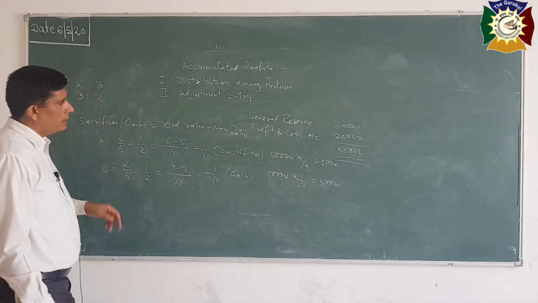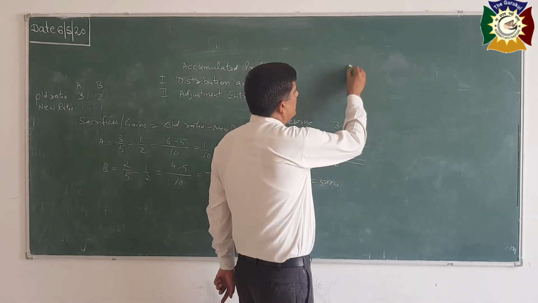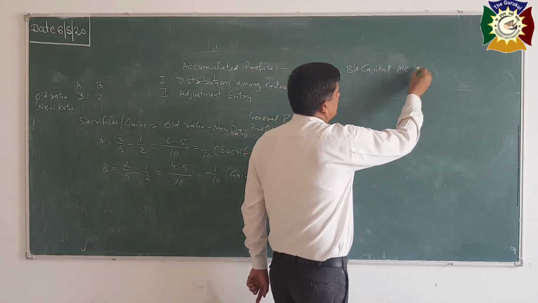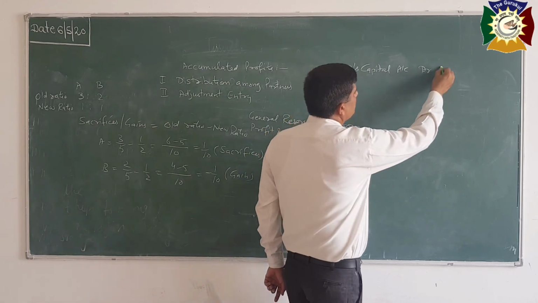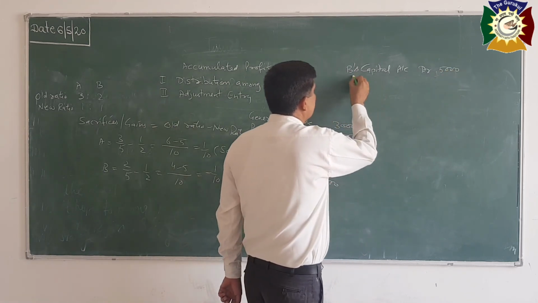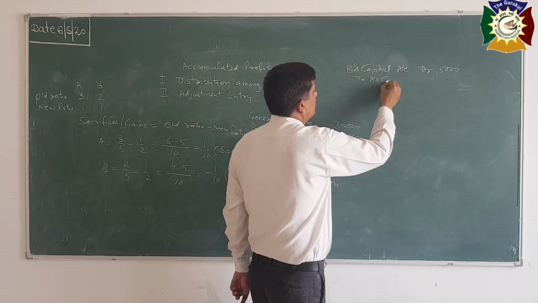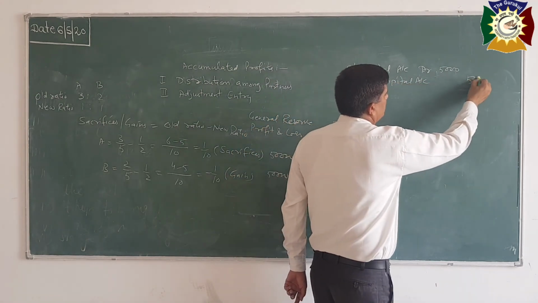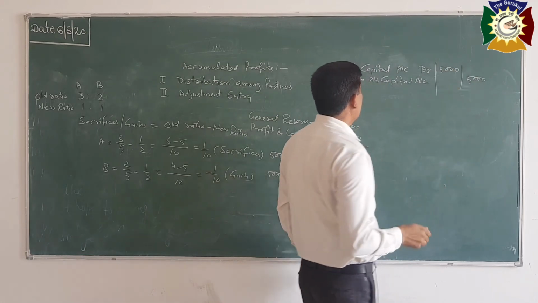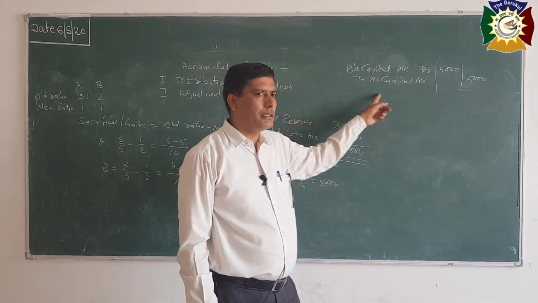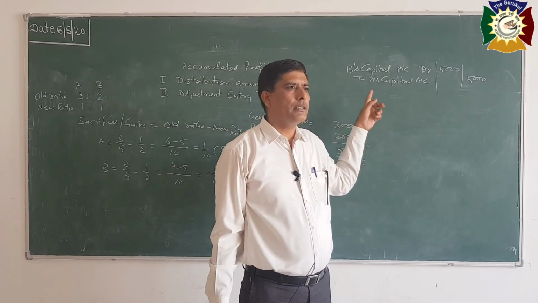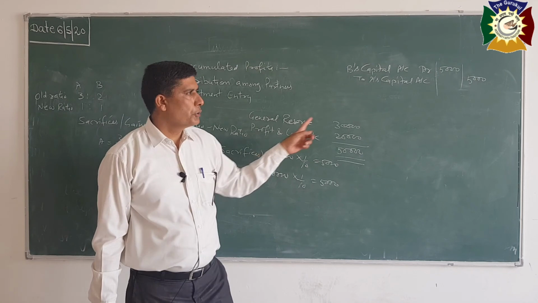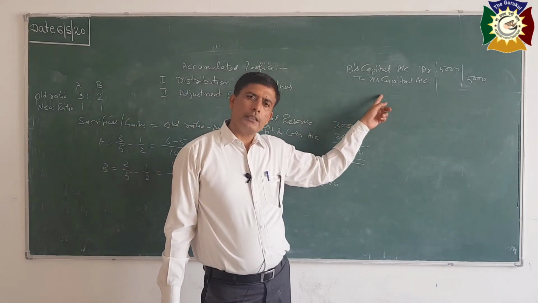gaining partner is B. So B's capital account debit, amount is 5,000. To A's capital account, 5,000. Here B is the gaining partner and A is the sacrificing partner. So also write the narration: Distribution of general reserve and profit due to change in profit sharing ratio.